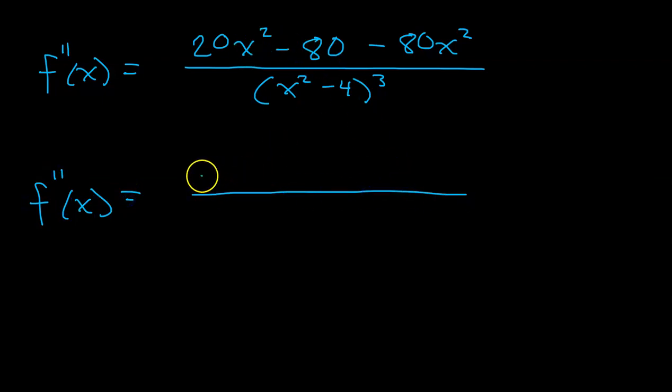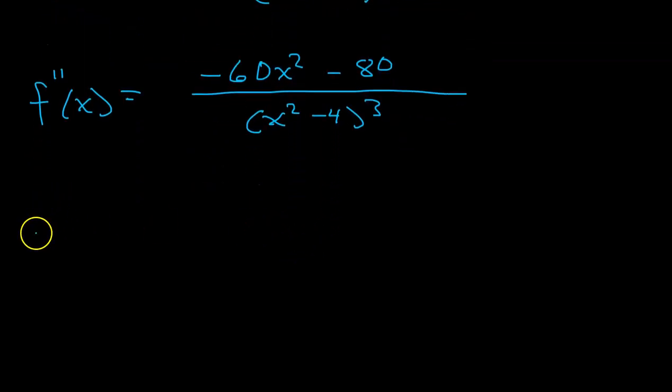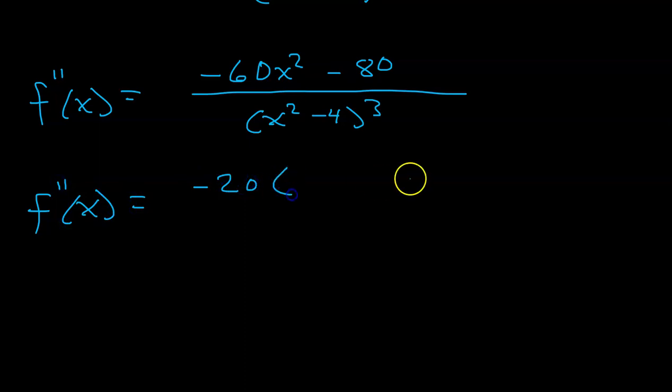All right, so this is going to be negative 60x squared minus 80 over (x squared minus 4) to the third power. Let's go ahead and take a negative 20. I think that's the best we can do. Let's take a negative 20 as a GCF out of both terms. So that's going to leave me with 3x squared plus 4.